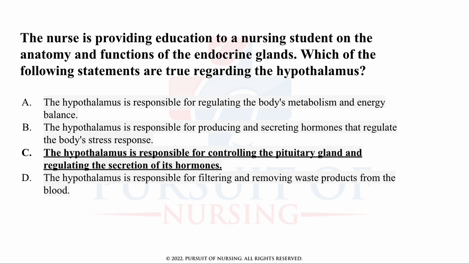The hypothalamus produces and secretes hormones that regulate the secretion of hormones from the pituitary gland, which in turn regulates the activity of many other glands throughout the body. So some of the hormones produced by the hypothalamus include corticotropin releasing hormone, which stimulates the release of the adrenocorticotropic hormone from the pituitary gland, and then the gonadotropin releasing hormone, which then stimulates the release of FSH and luteinizing hormone from the pituitary gland. So overall, the hypothalamus is responsible for controlling the pituitary gland and regulating the secretion of its hormones.